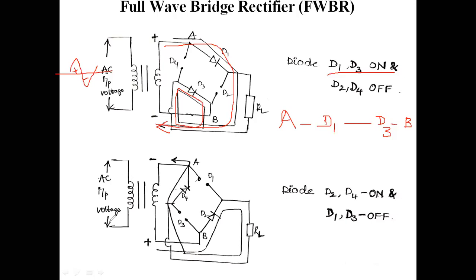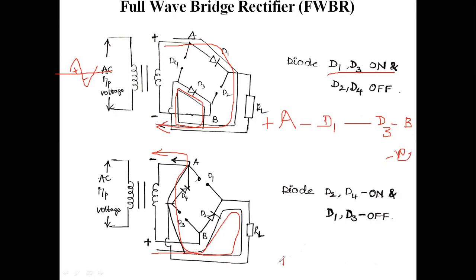Next, the AC input voltage is applied with respect to the negative polarity. Negative of negative will become positive, so this terminal will become more positive when compared to this terminal. Then the flow of current takes place in this direction, from positive to B, and finally ends at the negative terminal.